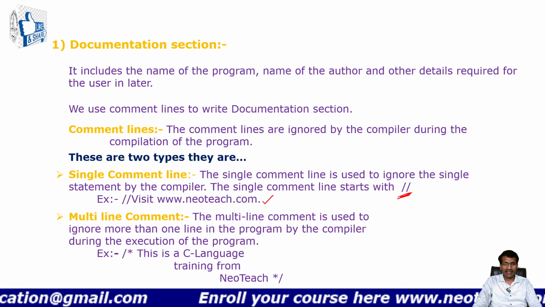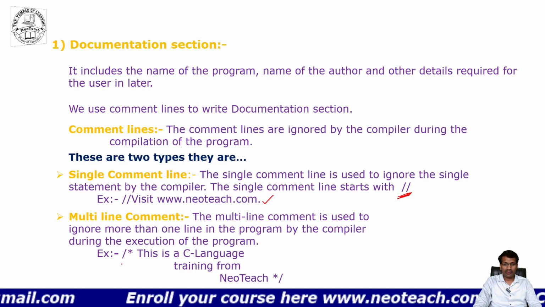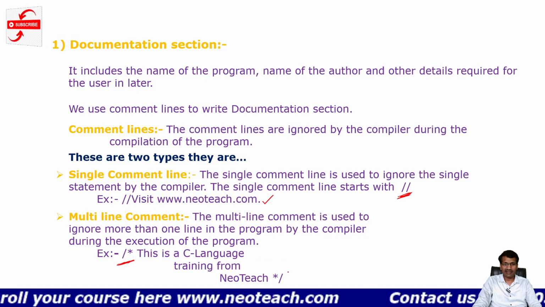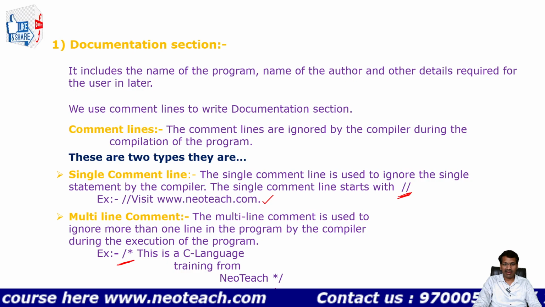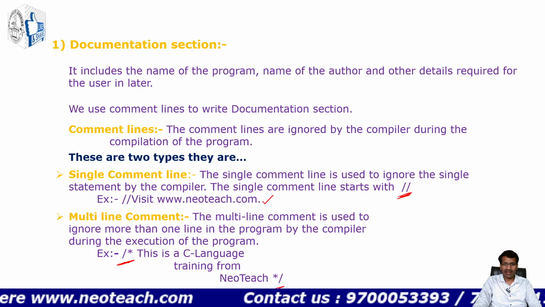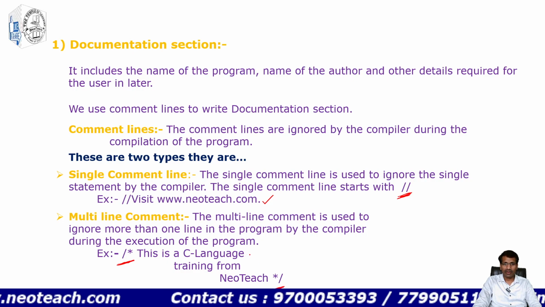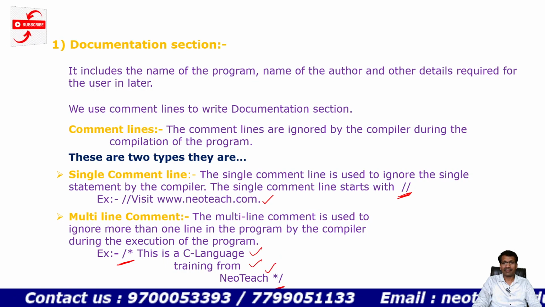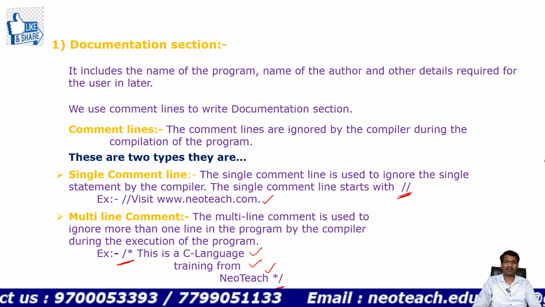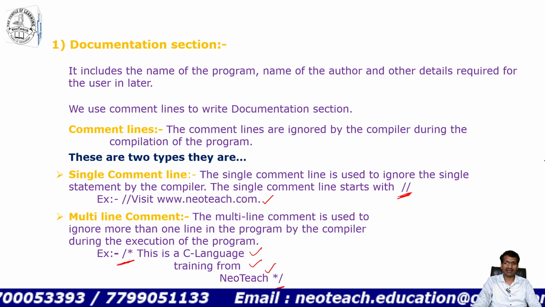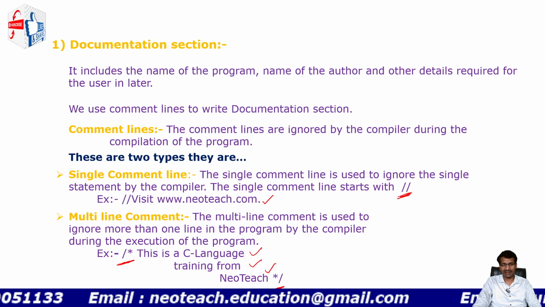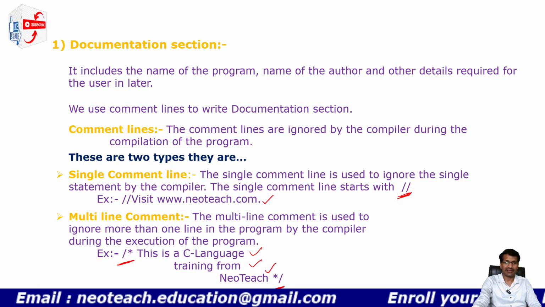And in a multi-line comment, whenever you want to put multiple lines, you go for / and asterisk at the beginning, and at the last line, asterisk and /. Whatever lines you write inside these two symbols become comments. That's how we make multiple lines into comments. All these lines are ignored by the compiler during compilation. So this is the first section.